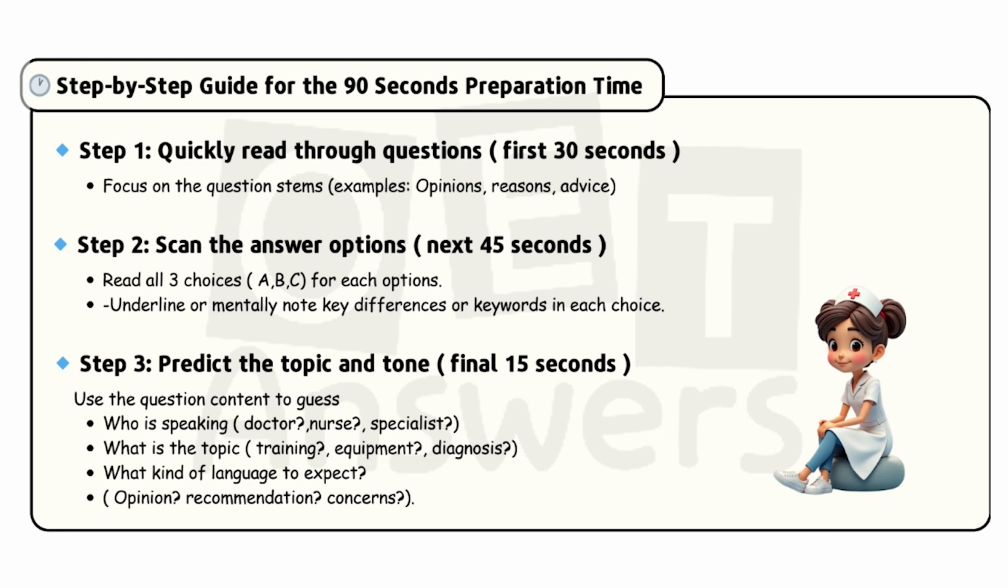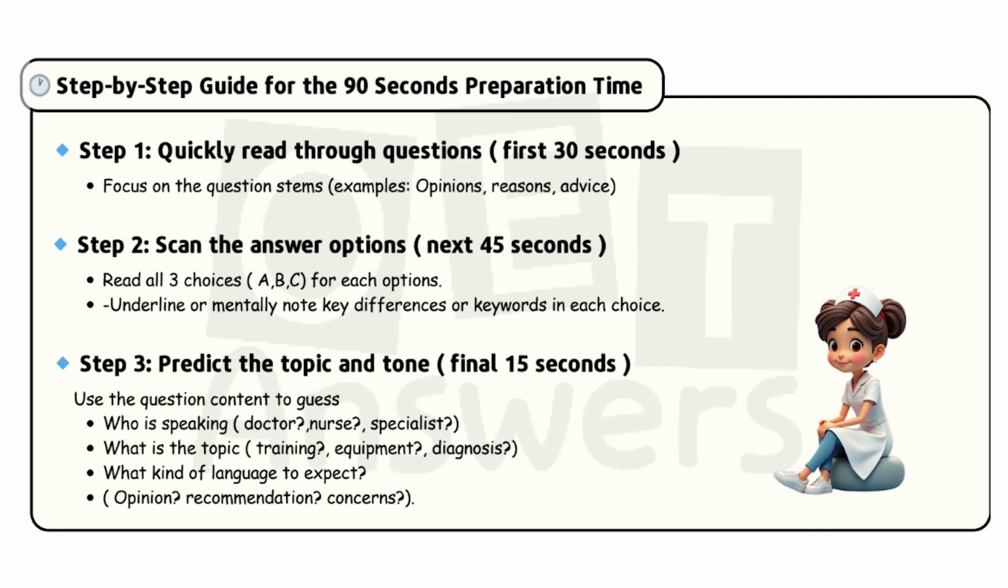Now we can move on to the second step. Scan the answer options. How long can you take for this? The next 45 seconds you can utilize for scanning the answer options. You need to read all 3 choices A, B, C for each question. I'm not telling you only about a single question. In the first extract, 6 questions will be there. For the 6 questions you have to follow the method.